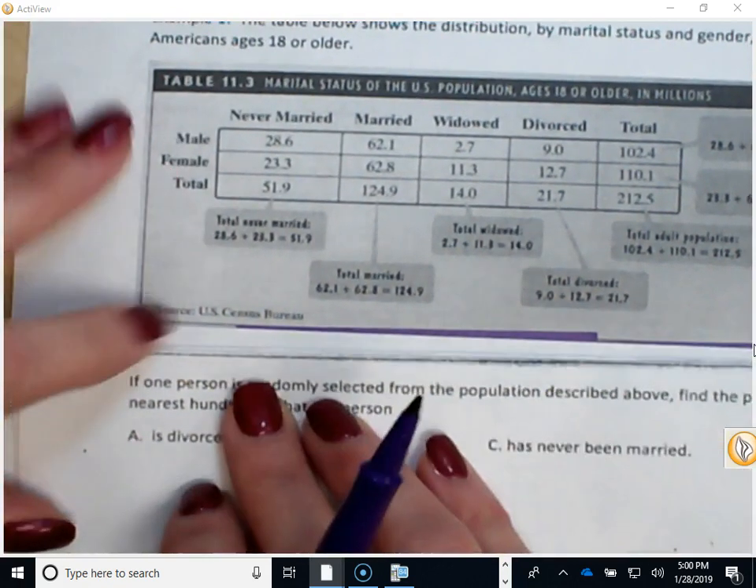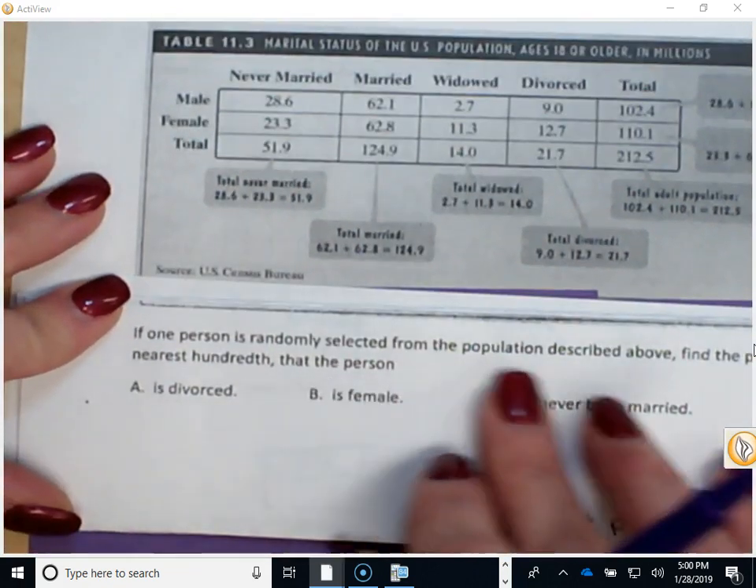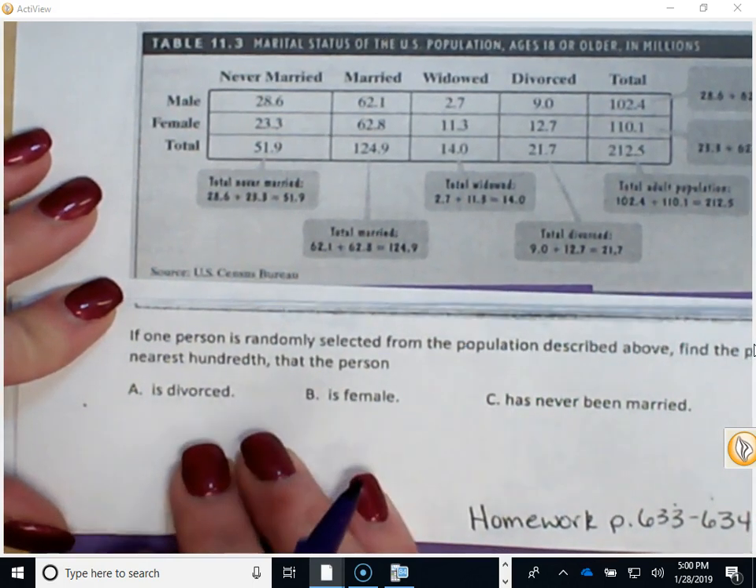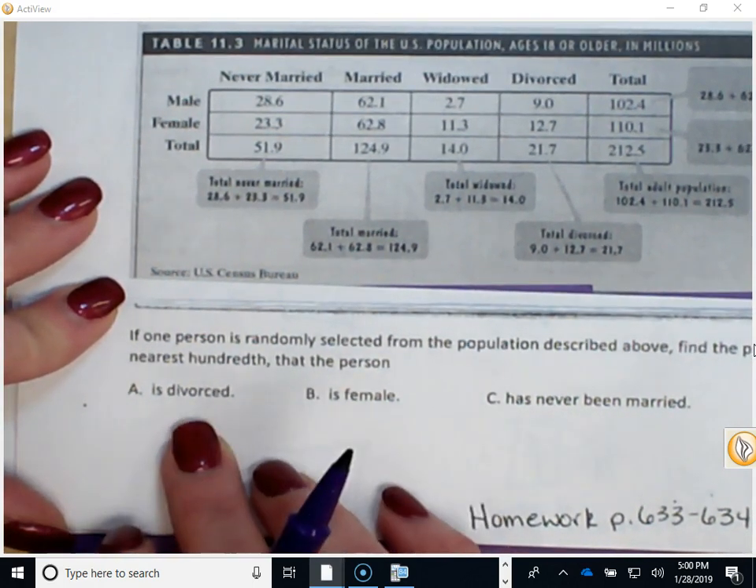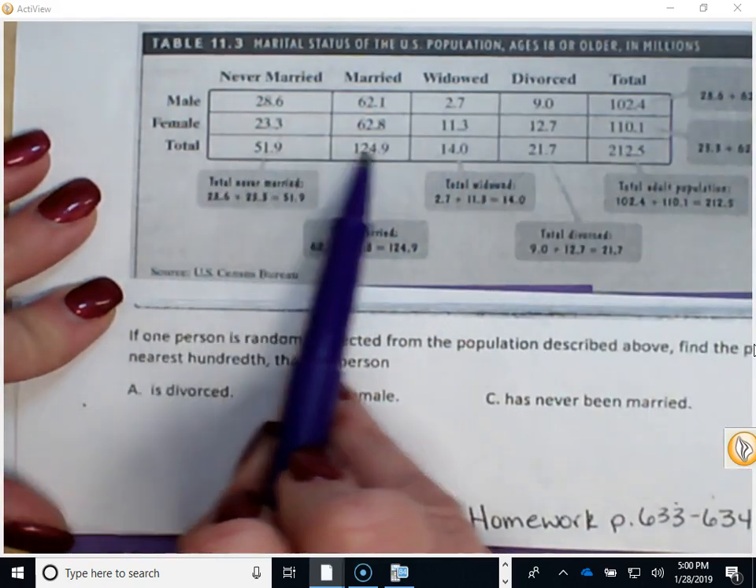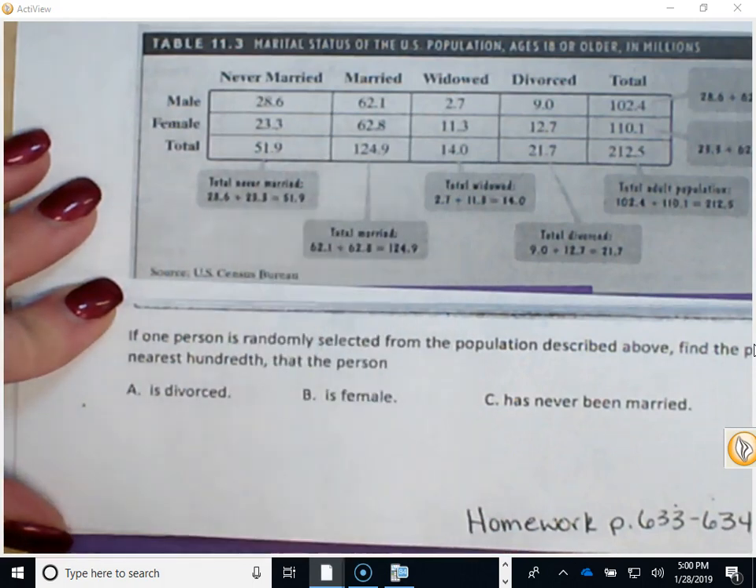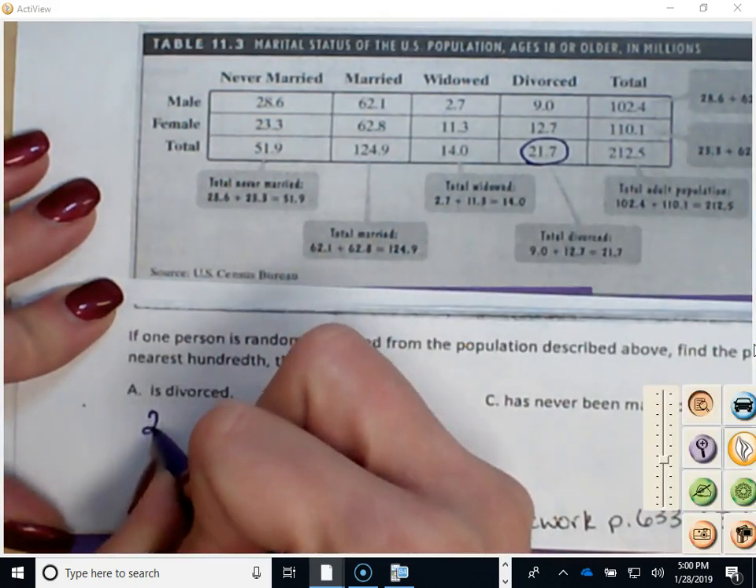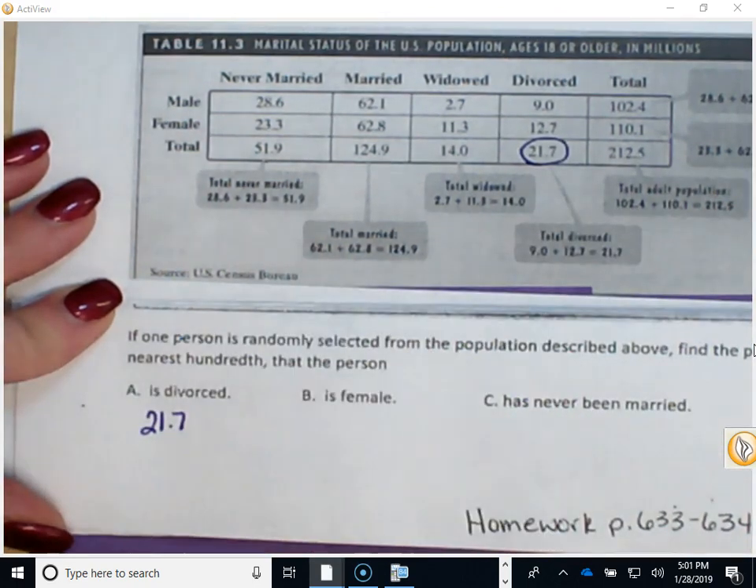So if one person is randomly selected from the population, find the probability to the nearest hundredth that the person is divorced. We do have totals here too. They didn't just say men divorced or females divorced, they're saying the total divorced. So the divorced is at 21.7, and again, that's representing millions, but we're just going to stick with that decimal for now.